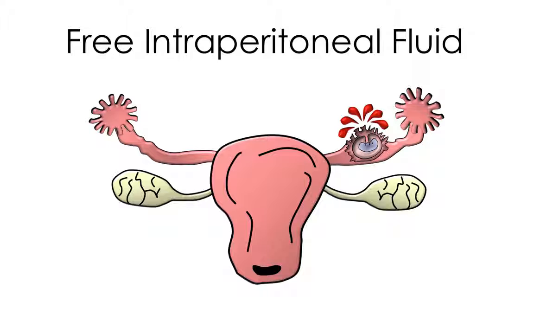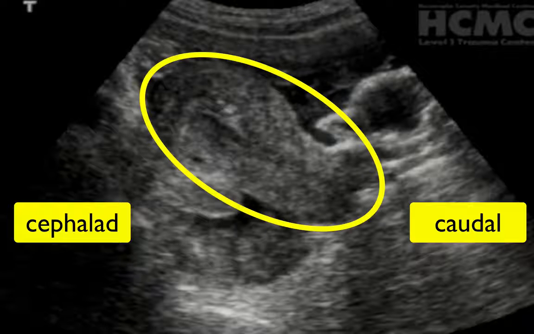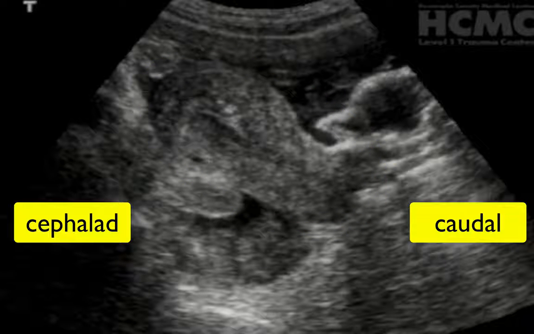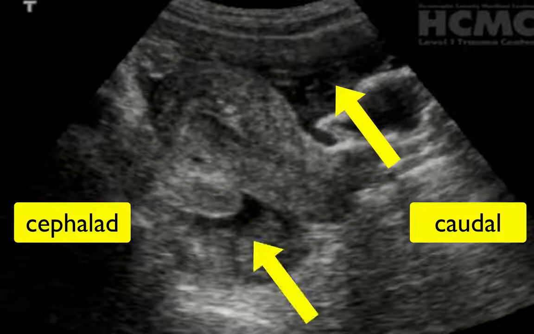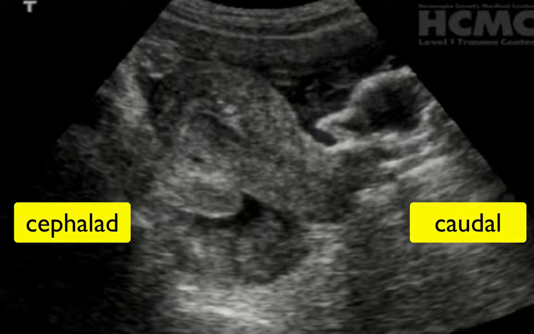Free intraperitoneal fluid will be seen with ultrasound as the ectopic pregnancy begins to leak. This is a transabdominal view of the pelvis in a case of ruptured ectopic pregnancy. The uterus is clearly outlined by blood both anterior and posterior to its location. The urinary bladder is seen on the right side of the image.